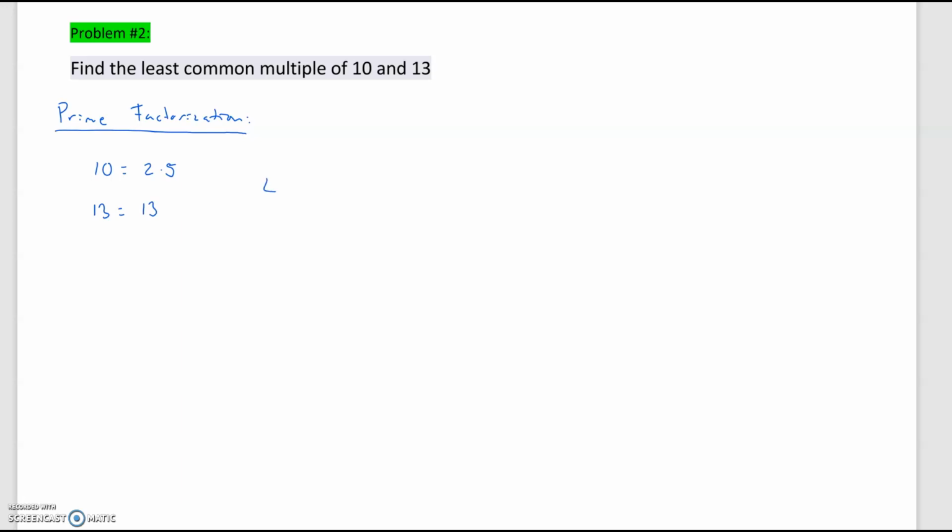So in this case, the LCM is equal to the maximum of the 2's. This will be 2 because it only appears once. The maximum of the 5's, or 5, times the value of 13. Please multiply that. I'm getting 2 times 5, that's 10, 130.